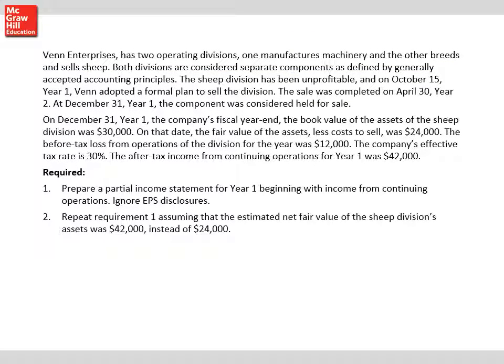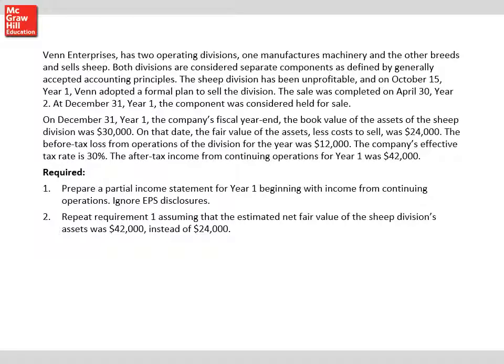In exercise 4.8, the company has two separate operating divisions. One manufactures machinery and the other breeds and sells sheep. Both divisions are considered separate components for GAAP. The sheep division has been unprofitable. October 15th, they adopted a formal plan to sell the division. The sale was completed the following year. What will be the treatment of the components? At December 31st, the component was considered held for sale.